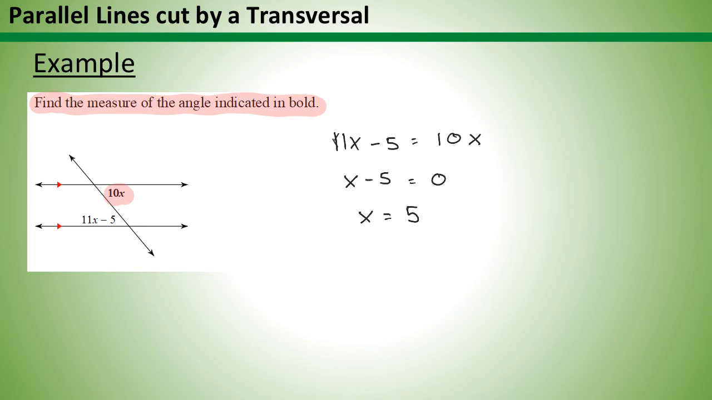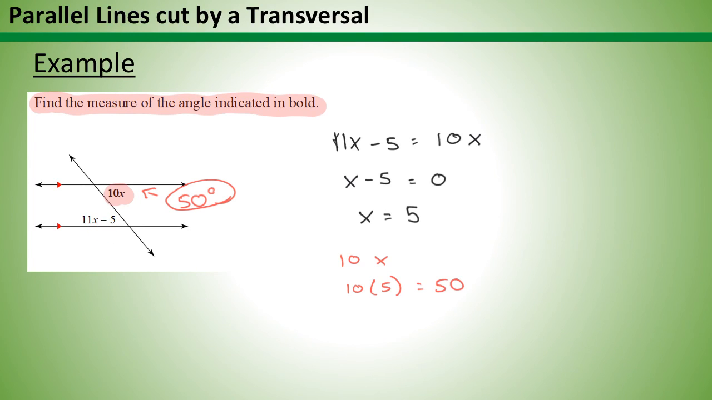But we're not done there. We want to find that missing angle, which is equal to 10x. So if x is 5, 10 times 5 is equal to 50. Okay, so this angle right here is 50 degrees, okay? And then also, if they're both the same, this angle is also going to be 50 degrees, okay?